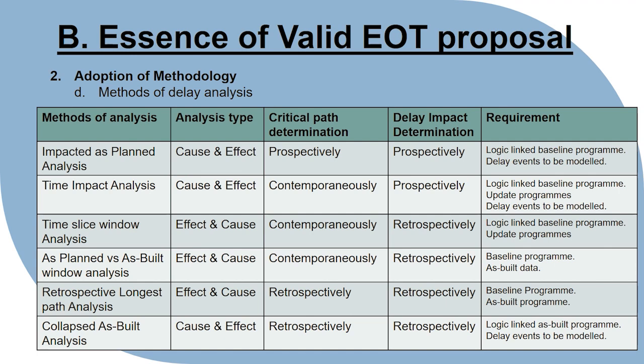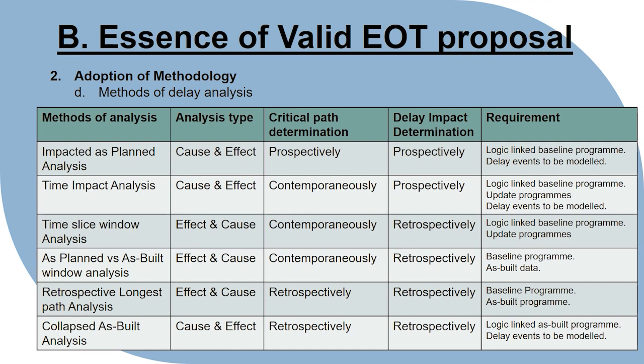The delay analysis methods mentioned in the SCL UK protocol are tabulated on the screen. The impacted as planned method of delay analysis is cause and effect analysis, and the critical path is determined prospectively, and the delay impact is determined prospectively as well. The time impact method of delay analysis is cause and effect analysis, and the critical path is determined contemporaneously, and the delay impact is determined prospectively.